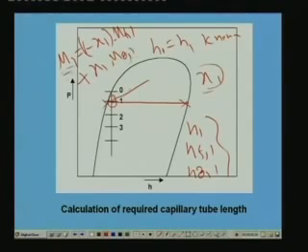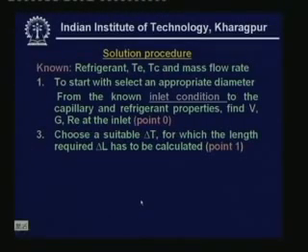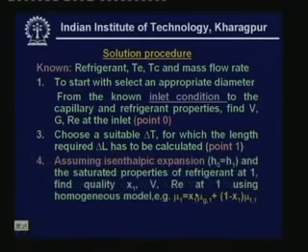Okay, so this is the viscosity of the mixture, which is equal to the mass fraction of the saturated liquid into saturated liquid viscosity, plus mass fraction of the saturated vapor into saturated vapor viscosity. Likewise, you can find out all other properties. Okay. Now choose a suitable delta T for which the length required delta L has to be calculated. Assuming isenthalpic expansion and the saturated properties of refrigerant at 1, find quality x1 and Re at 1 using homogeneous model. This I have already explained to you.